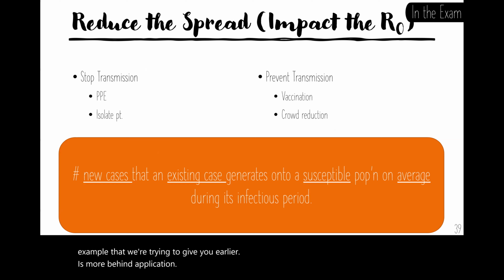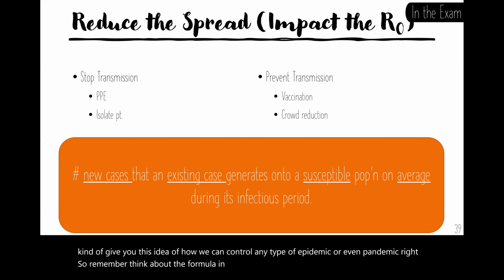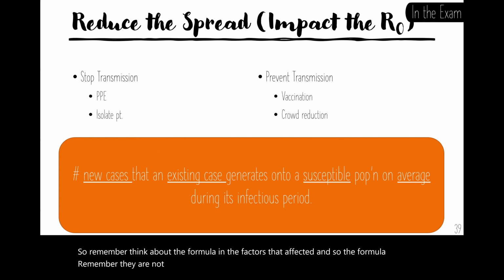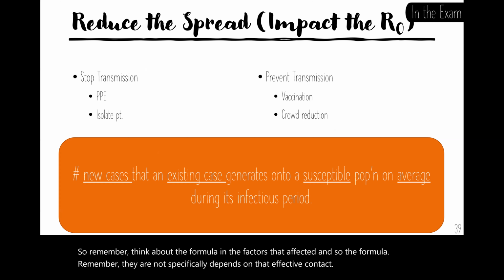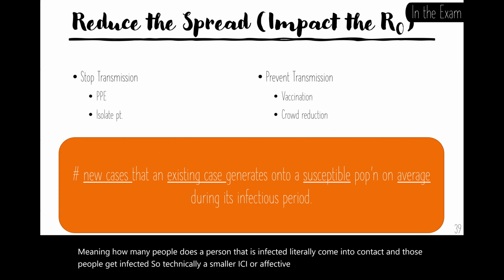And before we focus on the pathophysiology of the disease and everything else, let's give you this idea of how we can control any type of epidemic or even pandemic, right? So remember, think about the formula and the factors that affect it. And so the formula, remember that R naught specifically depends on that effective contact. Meaning, how many people does that infected person come into contact with, and those people get infected. So technically, a smaller EC or effective contact means a smaller R naught.